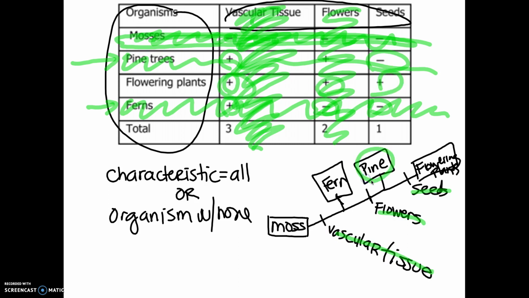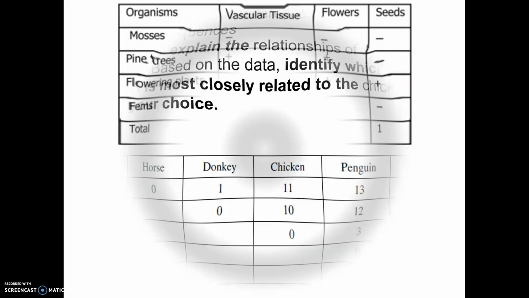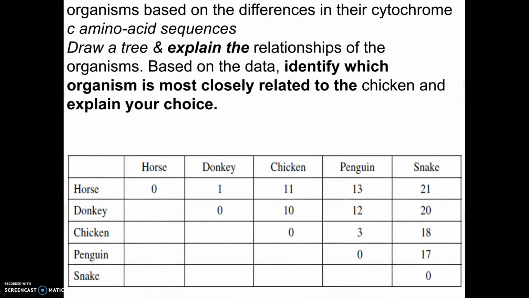Do pine trees have just flowers and vascular tissue? Pine trees, vascular tissue, flowers, no seeds, yes. And so that's how you make a cladogram. You go back and forth. I'll show you one more. This one was actually on the AP exam. This one they actually had you make a tree.